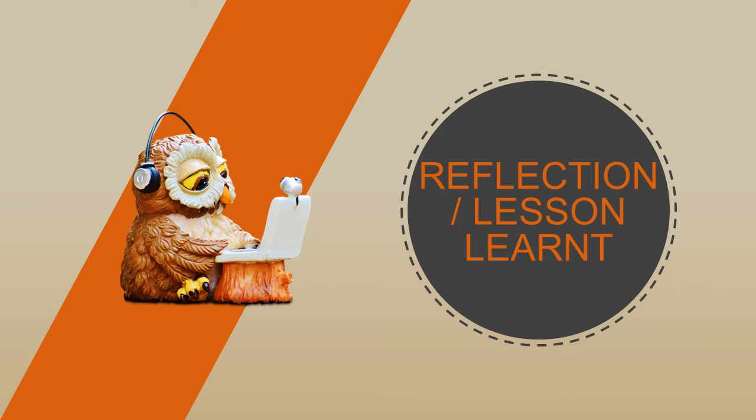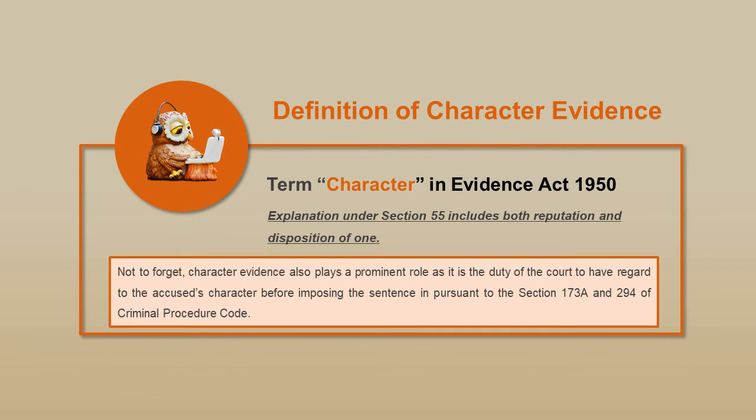Moving on to the final part of my presentation, which is the reflection or analysis. First of all, I would like to draw attention to the definition of the term character in the Evidence Act 1950, which is the explanation under Section 55, which includes both reputation and dispositions of one. Therefore, it can be inferred that character evidence is a means of using the reputation and disposition of one in court to prove the probability of him committing a cause or an offense.